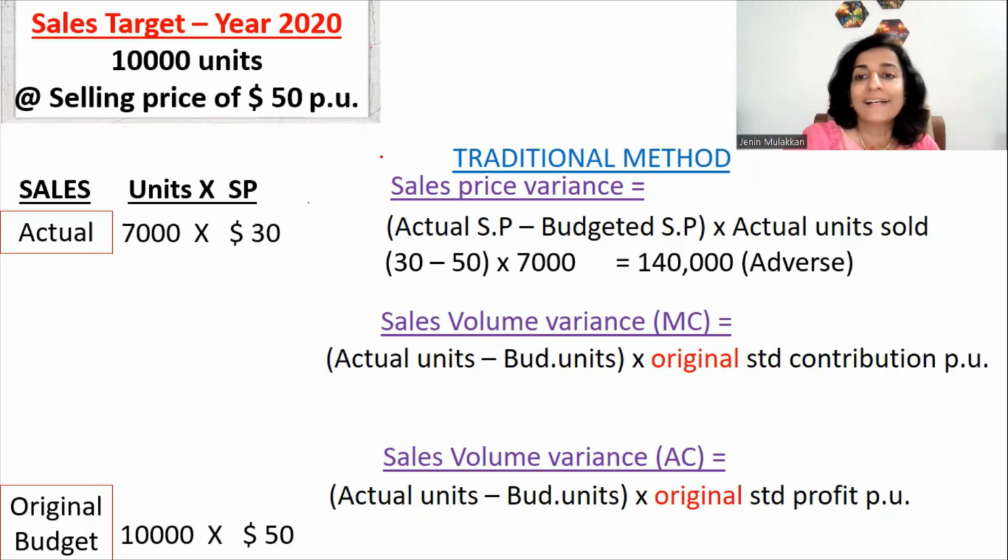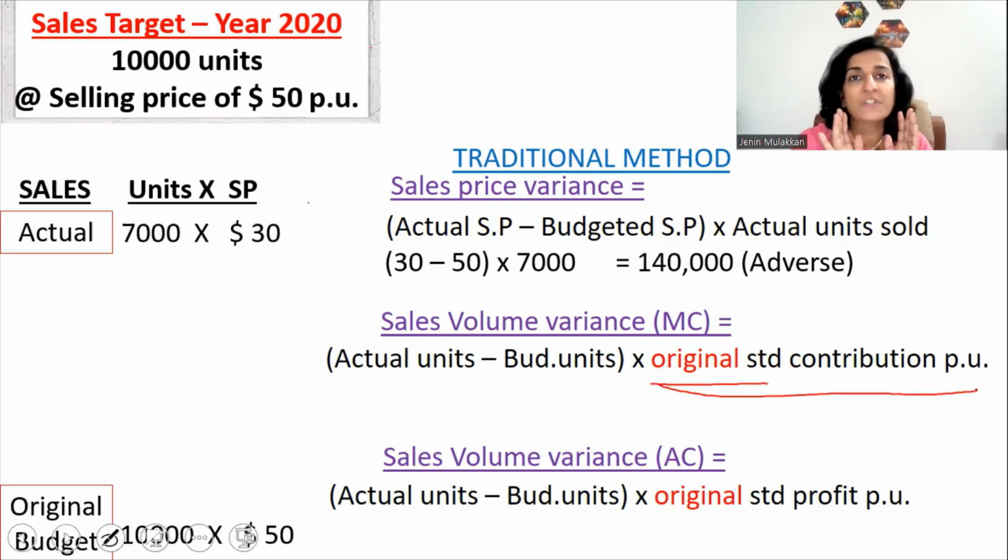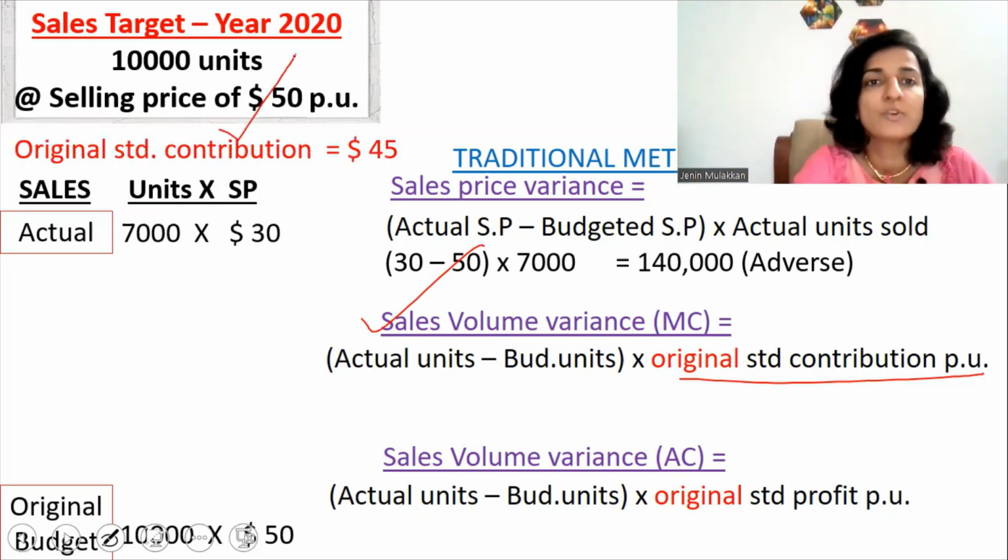Now, please note that it is the original standard contribution which has to be taken in the formula. In the question, there will be so many distractors saying that the contribution has to be revised. The direct material cost has increased, the direct labor cost has increased. Don't get carried away by all those distractors. Always take the original standard contribution in the formula. So the original standard contribution given in the question, say, is $45.